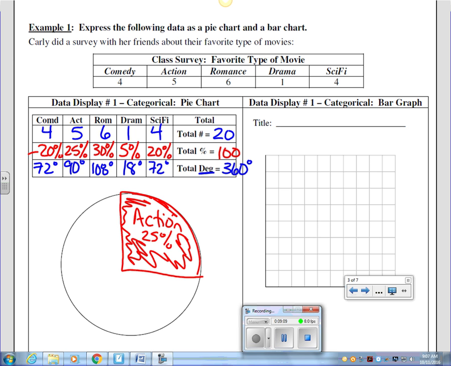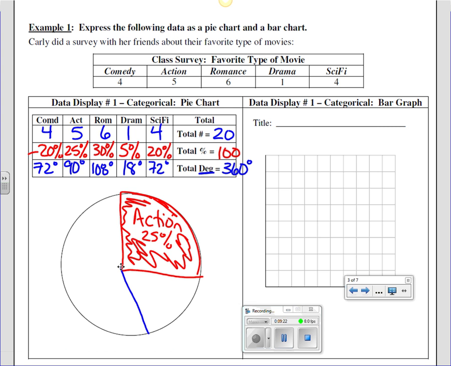Okay, well, I heard somebody say comedy, so let me go with that. 72 degrees, is that going to be more than a right angle or less than a right angle? Less than a right angle, because a right angle is 90 degrees, so 72 is going to be a little bit less than that. Okay, so I'm going to label this one comedy, and I'll put the percent in, 20%, and I'll shade that one in with a different color.